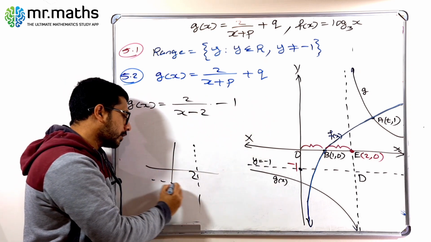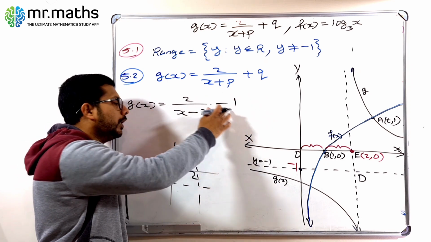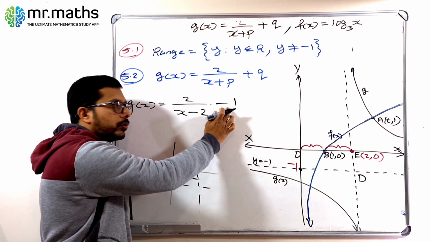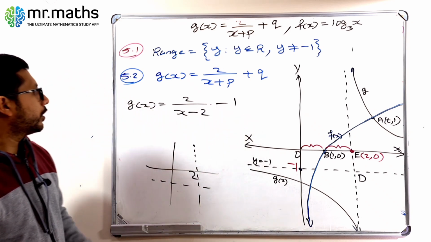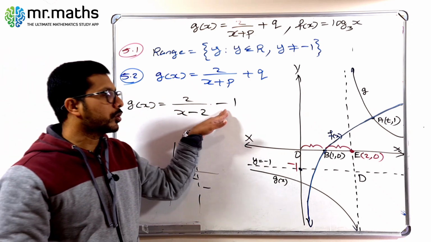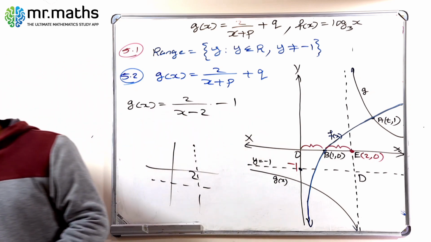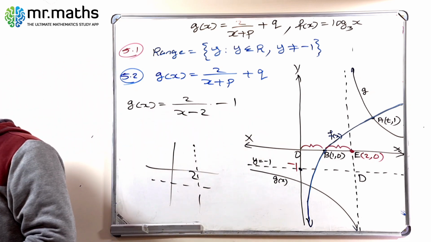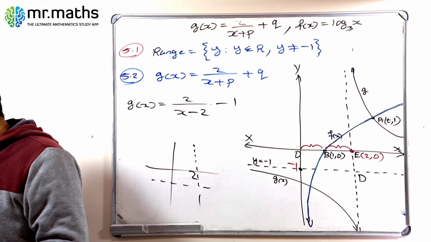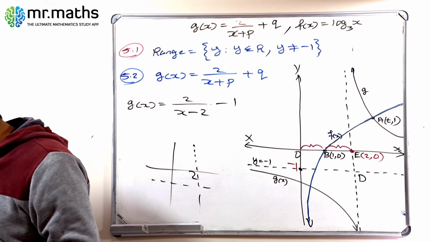But don't change anything for the horizontal asymptote. If here it is minus, here also it is minus. If here it is positive, here also it is positive. So anyway, our equation is 2 divided by x minus 2 minus 1. That is question number 5.2. Now let's go to question number 5.3.